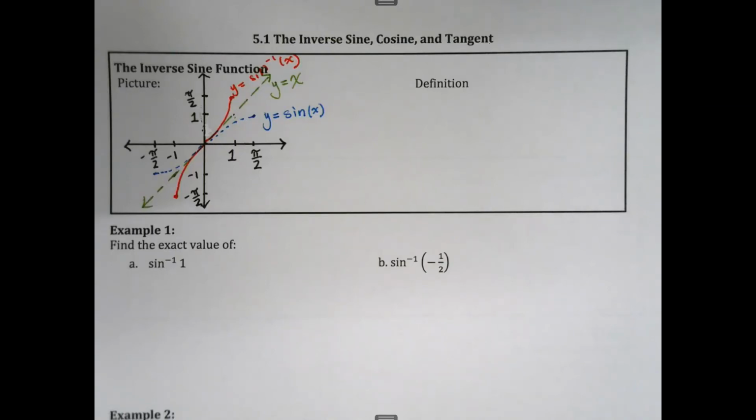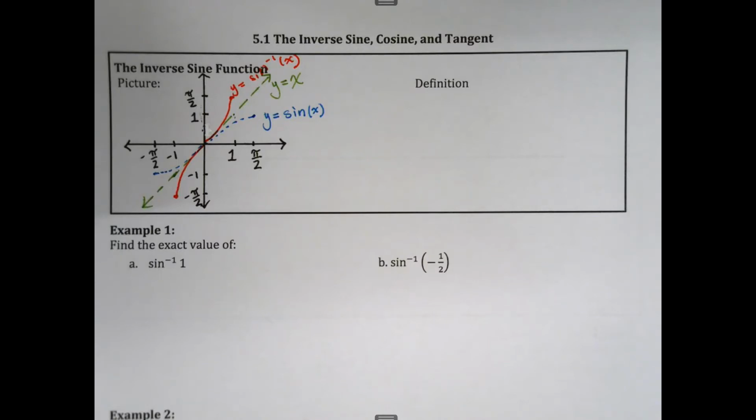Chapter 5, Section 5.1 is going to look at the inverse for sine, cosine, and tangent. In Algebra 2, you learn what an inverse function is. It essentially is the function that undoes a given function. And you learn that functions need to be one-to-one in order to have an inverse.